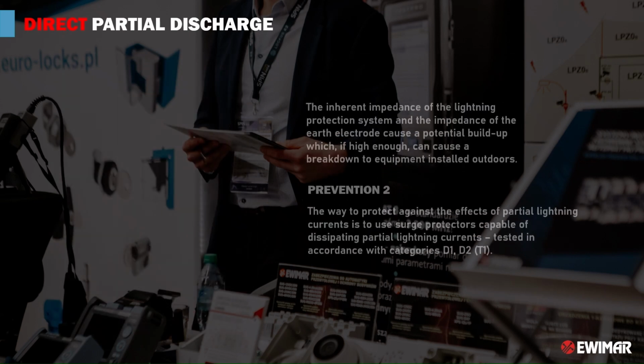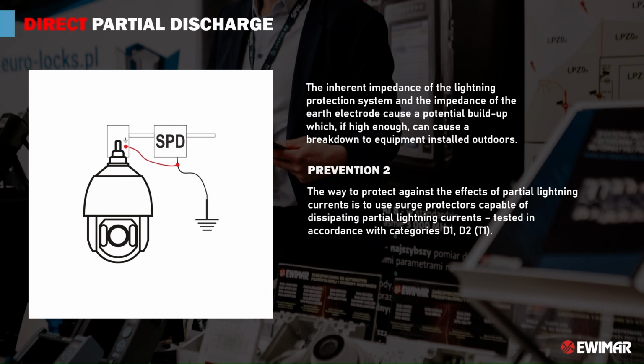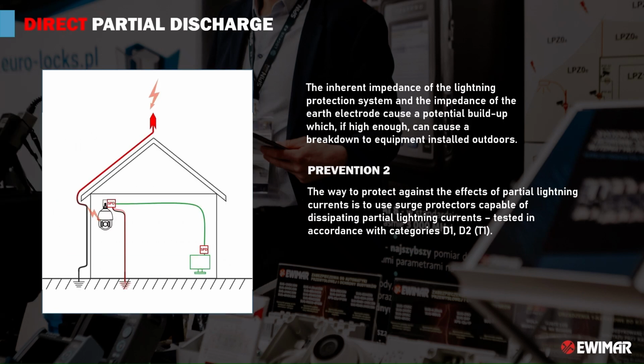By using appropriate surge protectors, we eliminate the risk of lightning current entering the building. They redirect the flowing current directly to the ground, which prevents damage to equipment inside the building. To protect outdoor equipment, its housing must be connected to the grounding of the surge protector, which will minimize the effects of voltage between the housing and the cables. Such surge protection must be resistant to partial lightning currents, and therefore must be tested in accordance with Category D1 or D2.